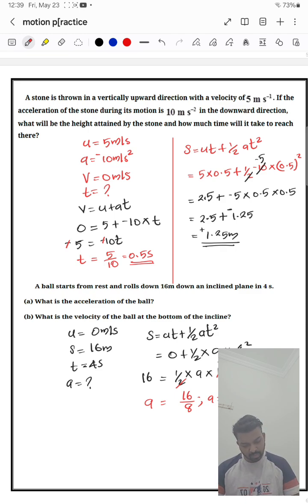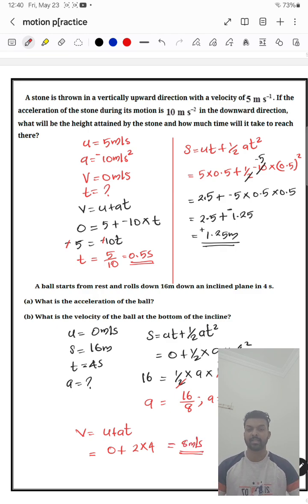Since u, t, a, everything is there with us, we can use the very easy equation: v is equal to u plus at. So what is u here? U given is actually 0. Again, a is 2 meter per second square, which we have got from this question, and time is 4 seconds. So it will be 2 into 4, it will be 8 meter per second. This is the way we have to find the answer.